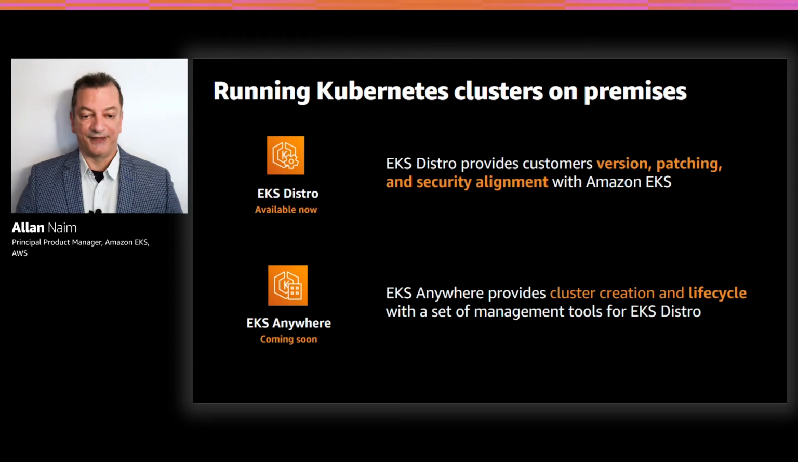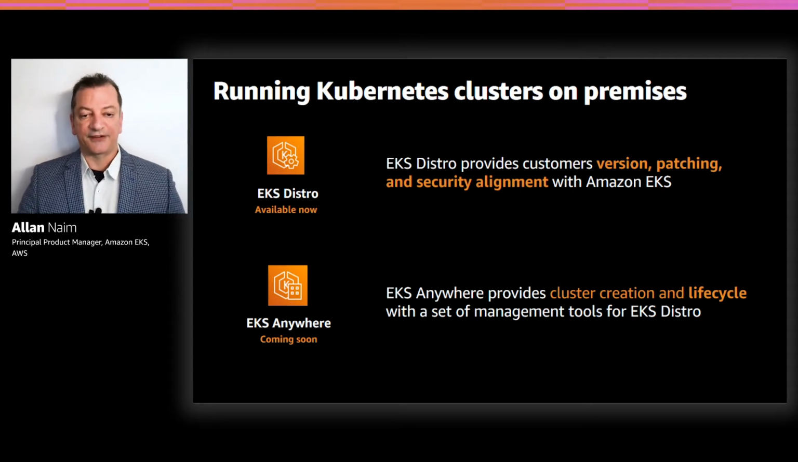The second announcement is Amazon EKS Anywhere, a new deployment option for Amazon EKS that enables you to easily create and operate Kubernetes clusters on premises, including on your own virtual machines and bare metal servers in your data center. EKS Anywhere provides an installable software package for creating and operating Kubernetes clusters on premises and automation tooling for cluster lifecycle support.